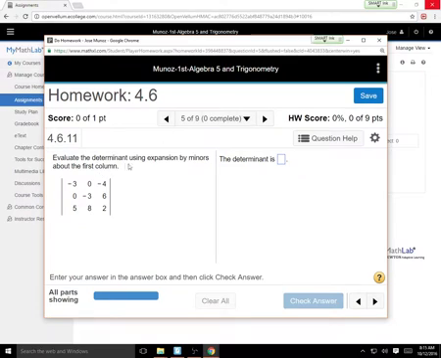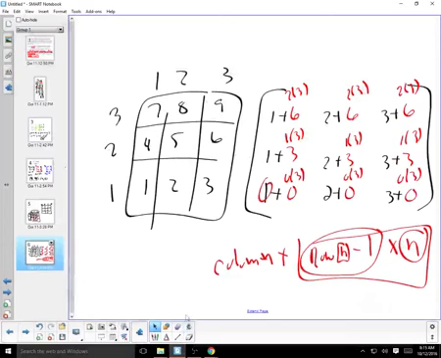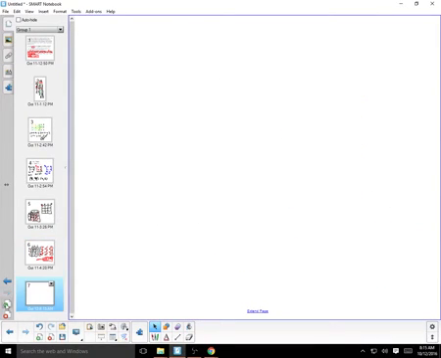Evaluate the determinant using expansion by minors about the first column. I did not show you using the minors. It's more work. You're doing much more work. So I don't do that one. What I showed you to do was... that's computer science math.